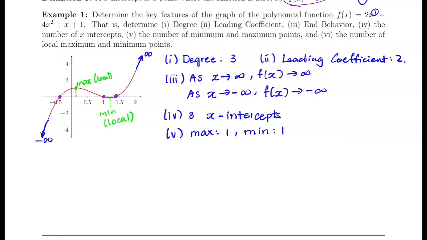And similarly, part 6, the local minimum and maximum in this case would also be the same as the maximum and minimum because we don't have any other maximum or minimum. So the local max here would be 1, and the local minimum would also be 1. All right, so that's all for this part, this example.